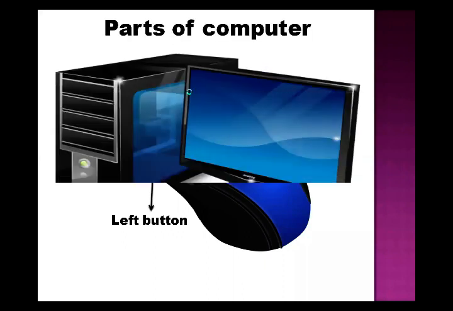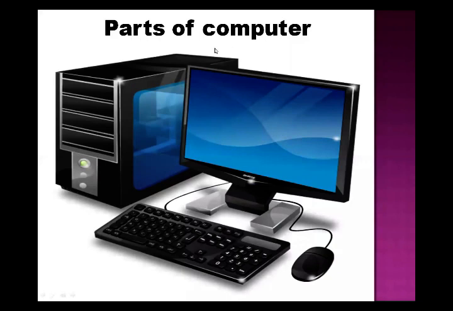And the next one is parts of computer. What are the parts of computer? As I told you, computer has 4 main parts. So we will read again. This is CPU, this is a monitor, this is a mouse, this is a keyboard. Read with me. What is this? This is a CPU, this is a monitor, this is a mouse, and this is a keyboard. Read with me again. This is a CPU, this is a monitor, mouse, and keyboard.